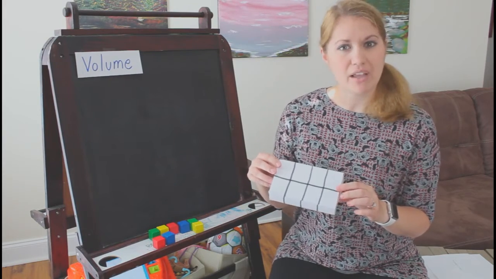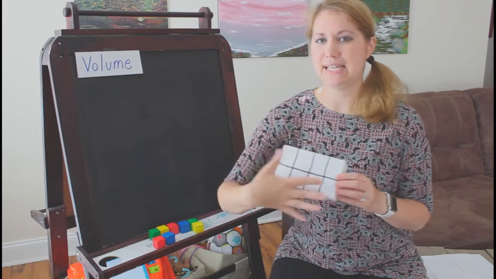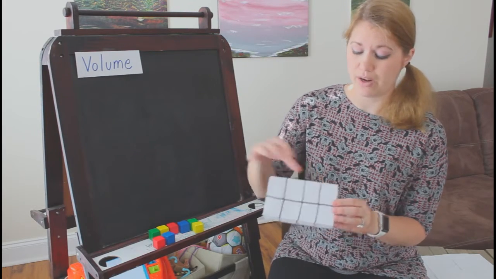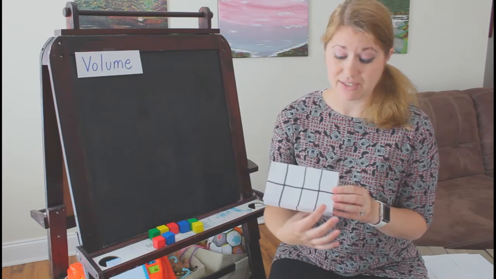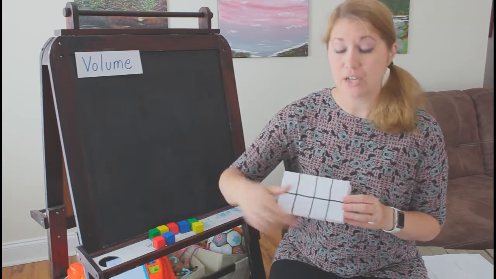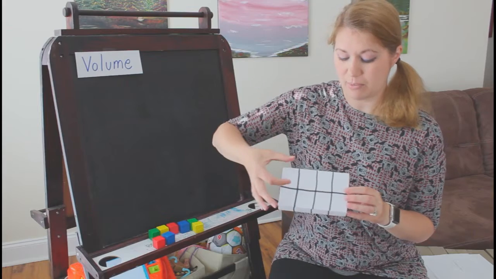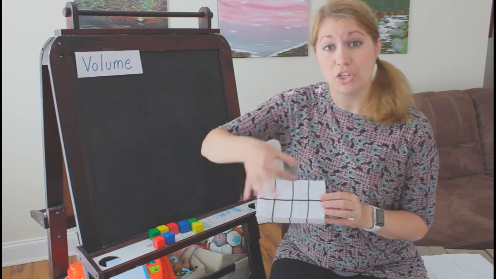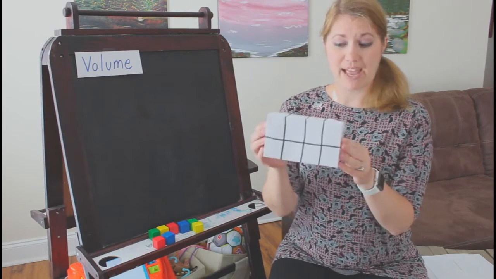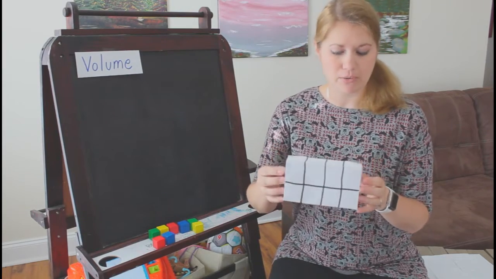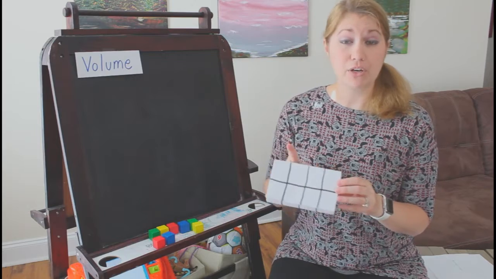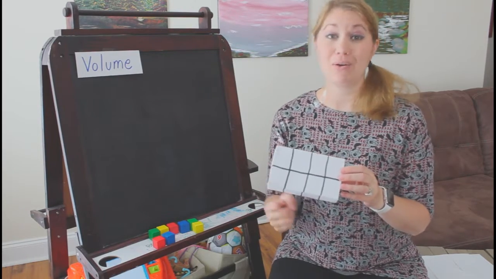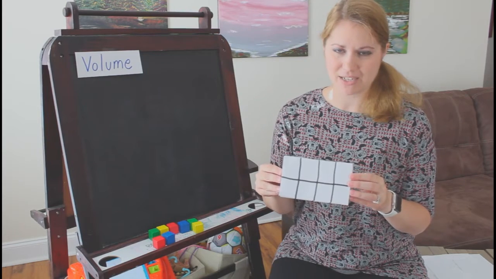Well, what's our area? Our area is the inside space. So we've got 1, 2, 3, 4, 5, 6, 7, 8. 8 square units. We're talking about squares now, filling up the inside. 8 square units inside. So my area was 8 square units and my perimeter was 12 units. Not squares, just units, measuring around the outside.